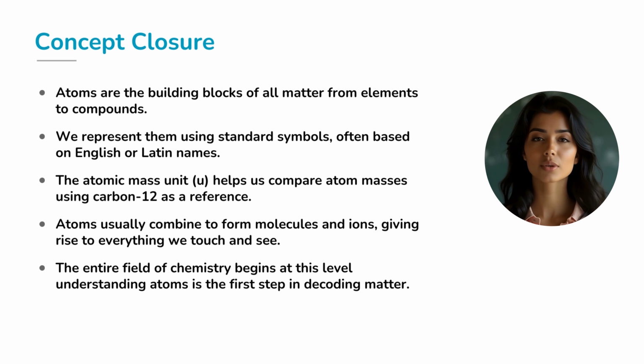So, let's quickly revise what we've learned about atoms. Atoms are the tiniest units of matter, the invisible bricks of our physical world. We represent them using internationally accepted symbols like H for hydrogen or Fe for iron. Each atom has a specific atomic mass, measured in atomic mass units, where one atomic mass unit equals 1/12 the mass of a carbon-12 atom. And while atoms may be small, they're never alone. They join to form molecules and ions, which then make up everything around us.